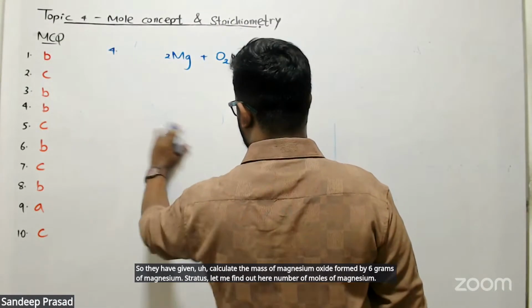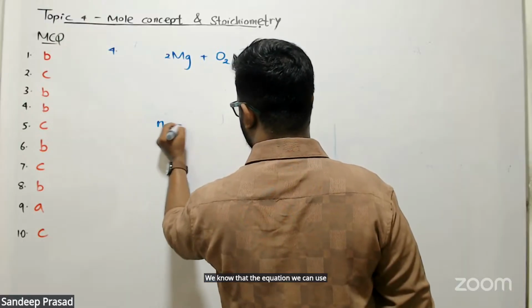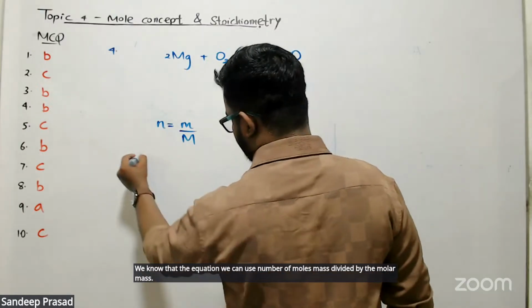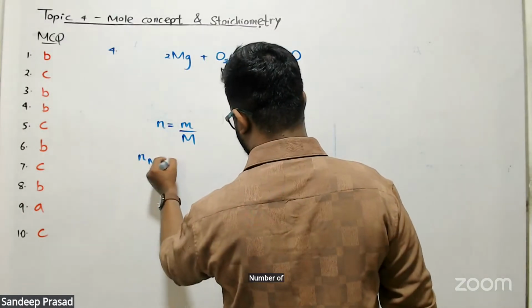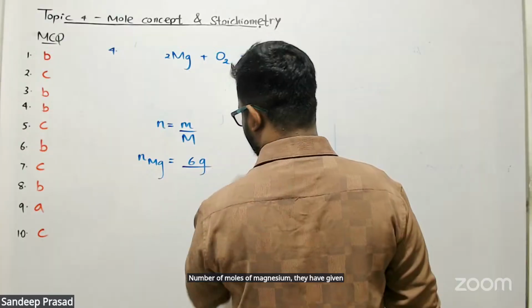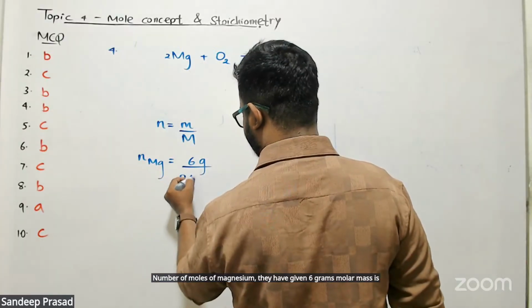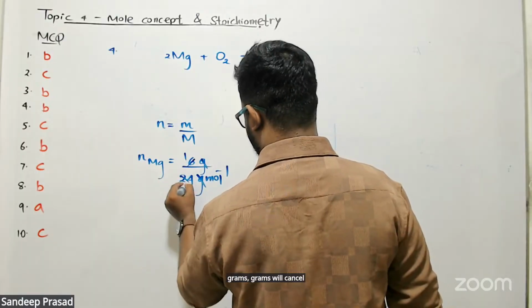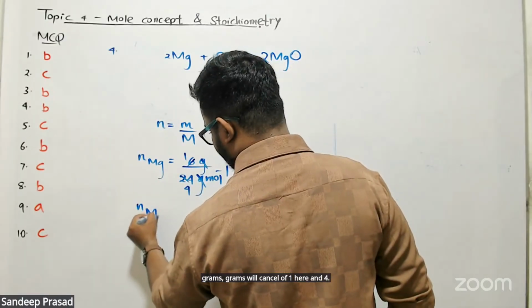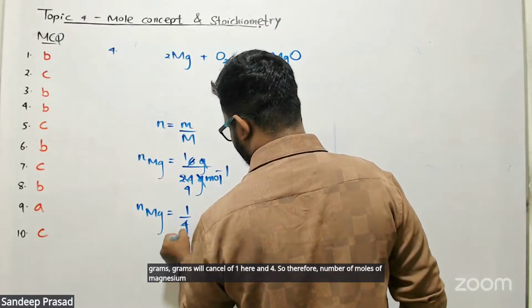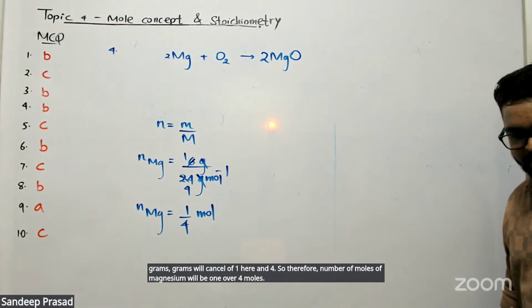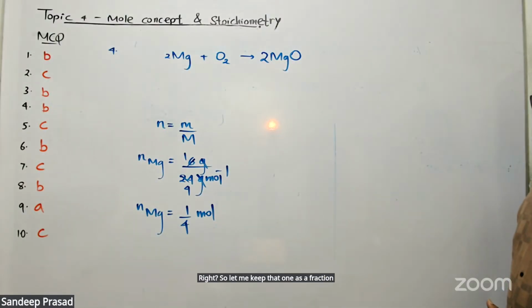We know that we can use the equation number of moles equals mass divided by the molar mass. Number of moles of magnesium: they have given 6 grams. Molar mass is 24 grams per mole. Grams will cancel off, 1 here and 4. So the number of moles of magnesium will be 1 over 4 moles. Right? Let me keep that one as a fraction.